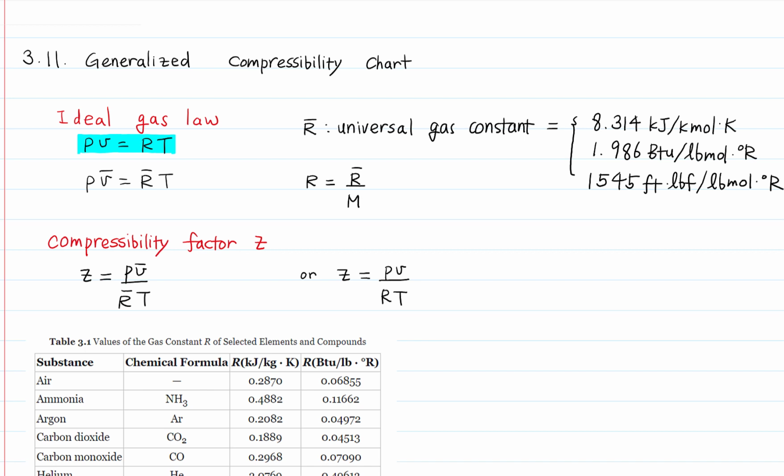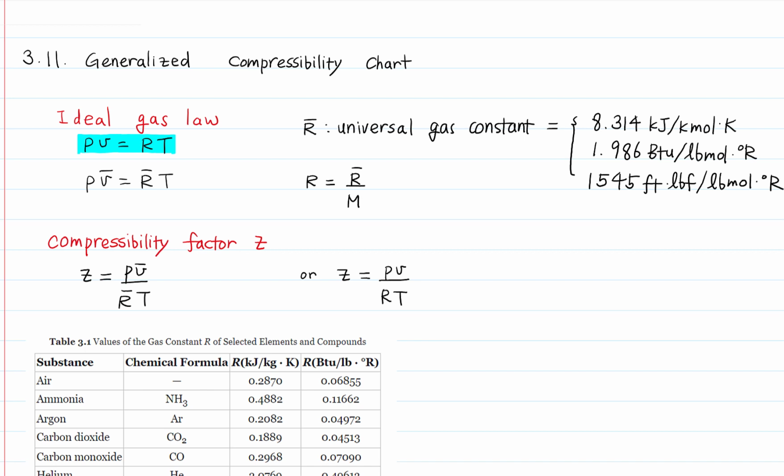It is expressed PV equals RT, or it can be written on a molar basis, P V bar equals R bar T. So P is pressure, V is specific volume, R is called the gas constant, and T is temperature. Pressure and temperature are absolute values. The gas constant R is different for each gas, and it is determined from the universal gas constant divided by the molecular weight, or molar mass, M. The ideal gas law provides the pressure, specific volume, and temperature relations of an ideal gas. We are going to talk more about the ideal gas law in the following section.